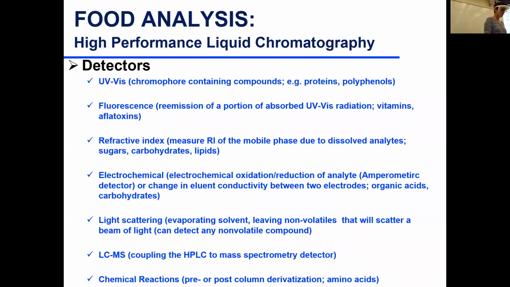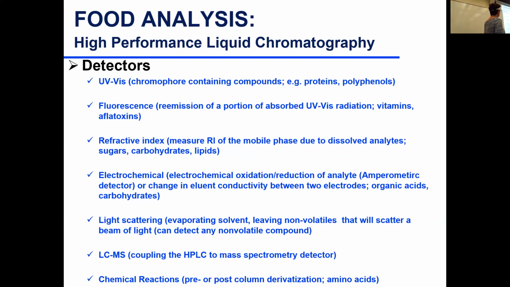Now, the detector, and this is where I'll spend a little bit of time talking about the different detectors. The most common detector that we use is the UV-vis detector, basically measuring absorption. That's a very common detector we use in HPLC, but not all compounds absorb light. So there are other forms of detectors that we use as well. But UV-vis, I'm going to explain two different types of UV-vis detectors.